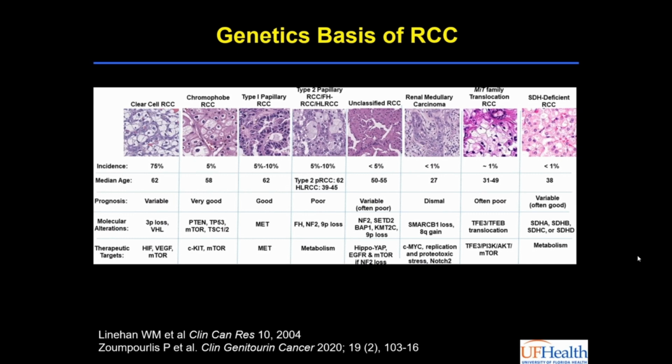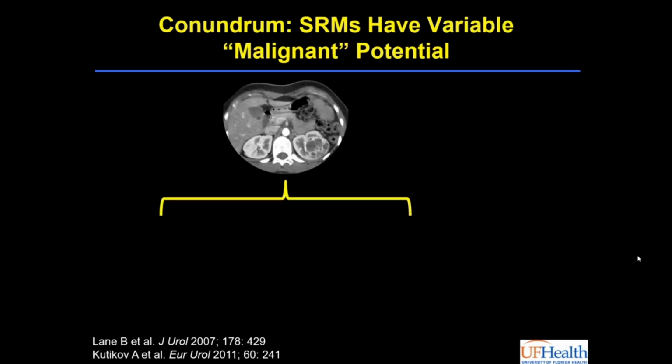And even beyond the subtypes, we know there's a very profound genetic basis of kidney cancer that really informs us about the biology, if you will, of the disease, and also has helped us formulate treatment options based on this genetic basis. But back to our conundrum.